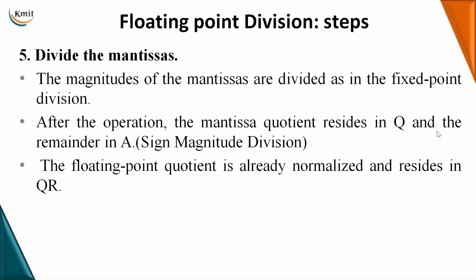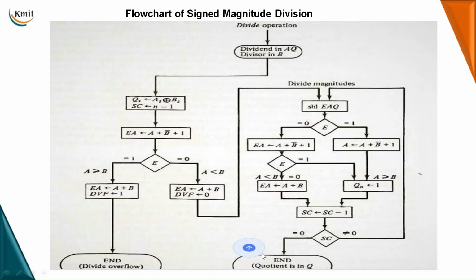You have to follow the same flowchart of sign magnitude division, and after the division operation is over, according to the sign magnitude flowchart, the mantissa quotient resides in the capital Q register, and the remainder resides in the capital A register. So this is the sign magnitude division flowchart. You need not check for this overflow or underflow situation because we have already checked the divide overflow and we have aligned our dividend.